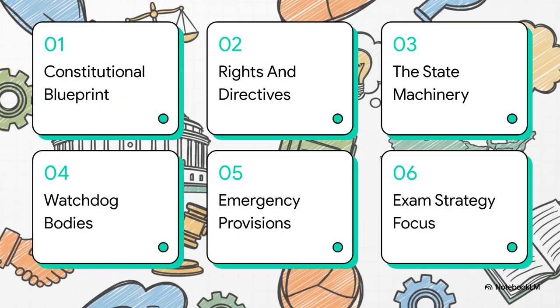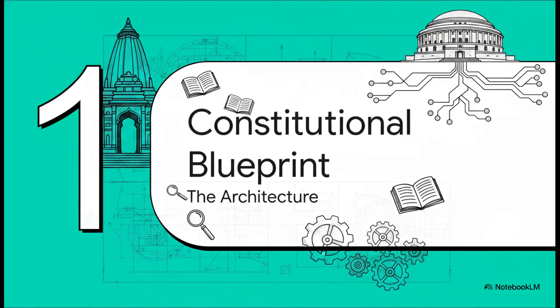So to make this vast subject actually digestible, we've broken it down into 6 highly functional chunks. We'll cover the constitutional blueprint, core rights and directives, the state machinery, constitutional watchdog bodies, emergency provisions, and finally wrap up with exam strategy and focus. Let's get into it. Section 1.